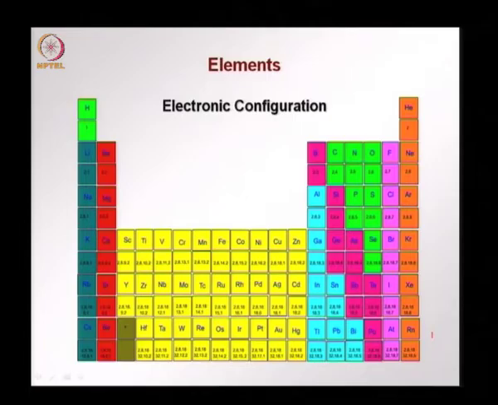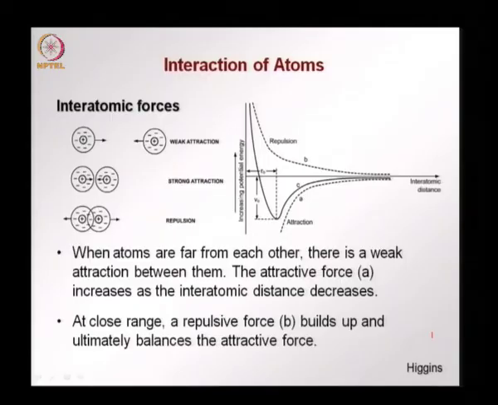So, this gives an idea of the atomic configuration, the electronic configuration, and how possibly the bonds can develop between different atoms. Now, what happens when atoms come together? Initially, when the atoms are far away, you have a weak attractive force between the atoms.